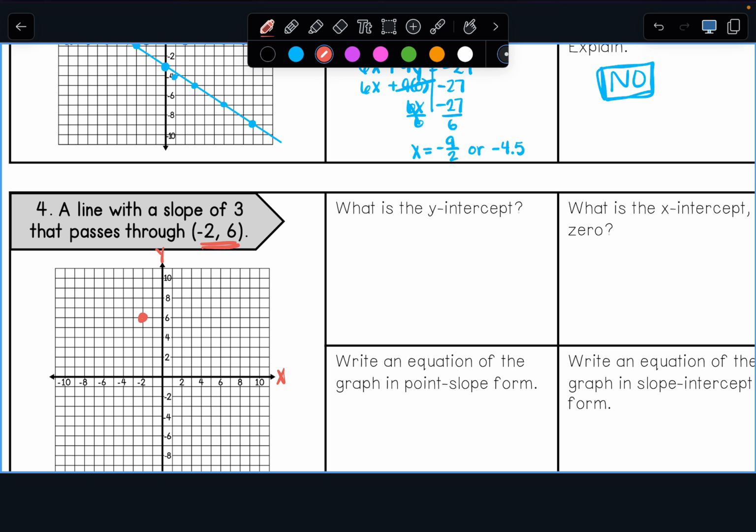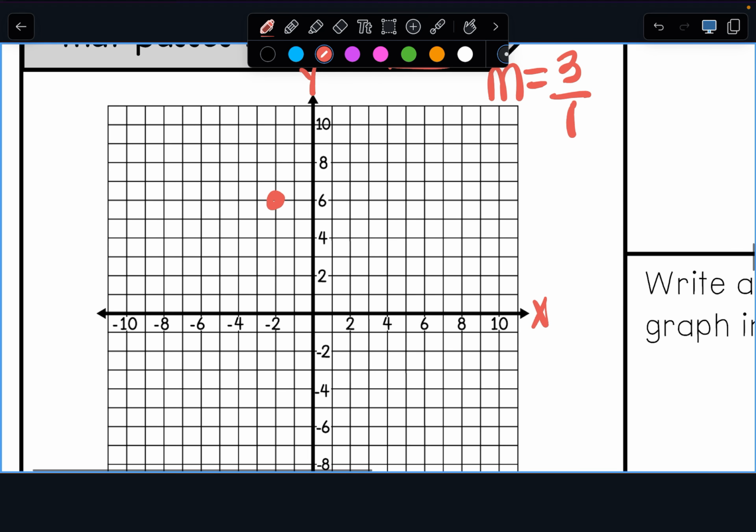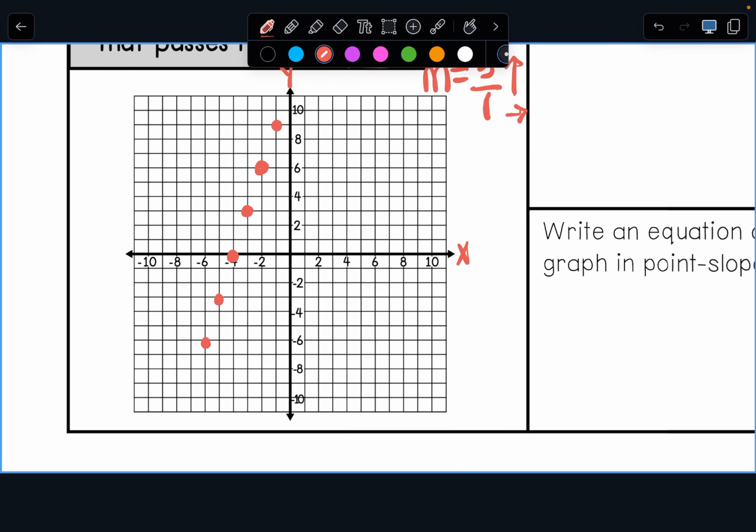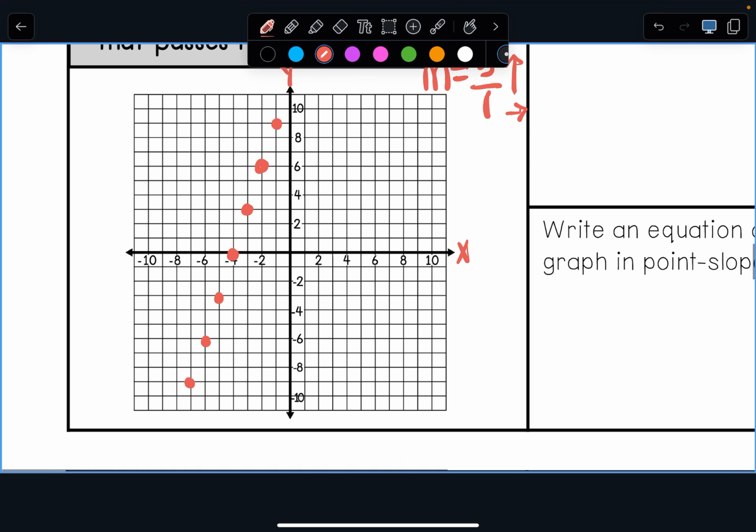Then we use the slope of 3. If our slope is 3, 3 over 1, what would my next point be? -1, 9. Yes, it's correct. If we go the other direction, -3, 3. And then -4, 0. Good. And then -5, -3.